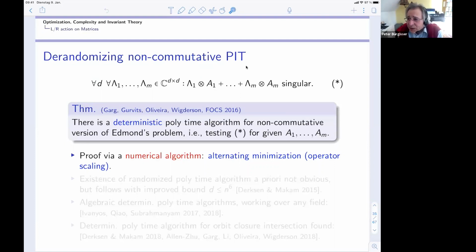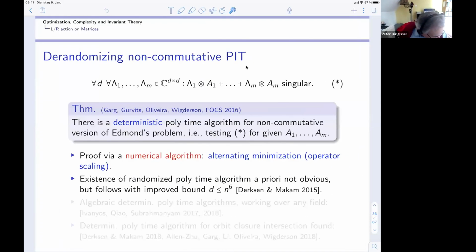This proof is non-algebraic. It's by a numerical algorithm, actually called operator scaling. I don't have time to explain exactly what this is, unfortunately, but it's an algorithm that is very easy to describe, but kind of hard to analyze.